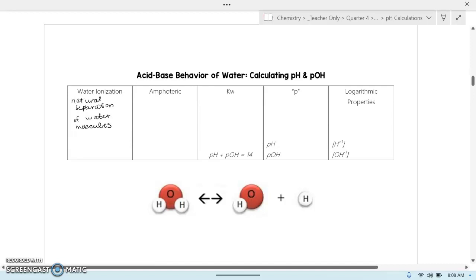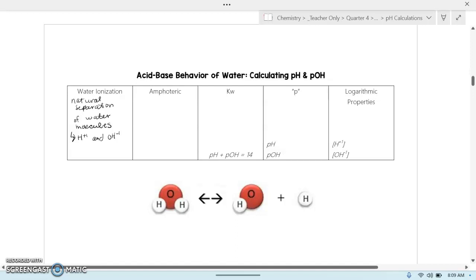As we know with solutions, we are going to be working with concentration measured in molarity, moles per liter. We won't be doing any molarity calculations, but just remember when you see brackets, that means the concentration. We're going to be using brackets again. And so when these separate, then we will have H and OH produced.